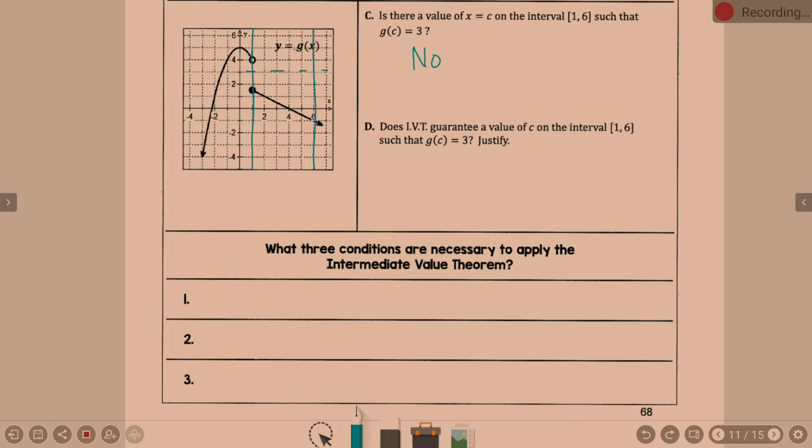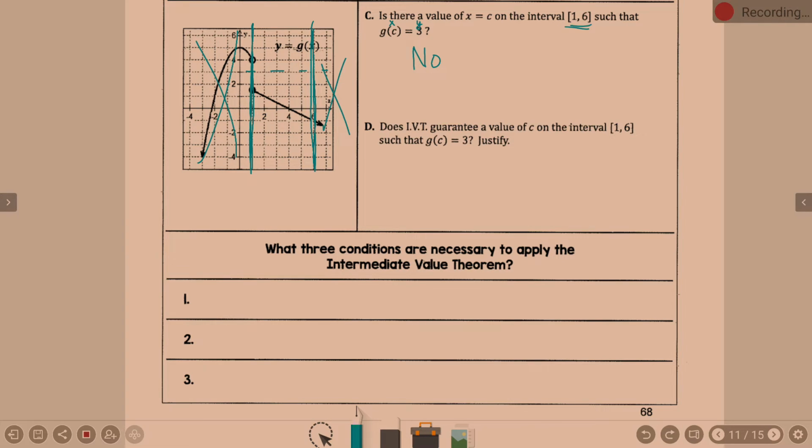So, no. I think I was looking at x, and it doesn't exist on interval 1 to 6. Because there's nothing at 3 from the left and the right. So first of all, it has to be on the interval of 1 to 6. So we're talking 1 to 6. Nothing over here matters. Nothing over here matters, right?